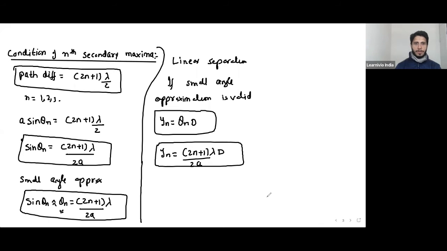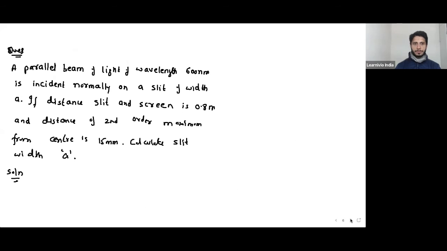See, this is the formula, right? 2n plus 1 lambda D by 2a is the formula for the position of maxima. So your yn is 2n plus 1 lambda D divided by 2a. Okay, let's check which one of you is correct. This is for the second order maximum, means just put n equal to 2.